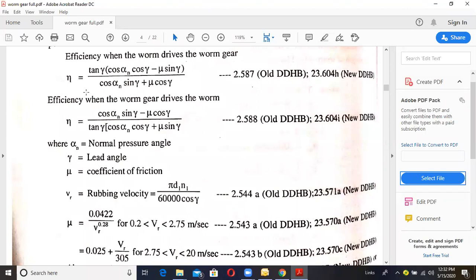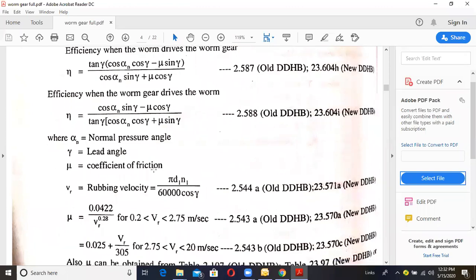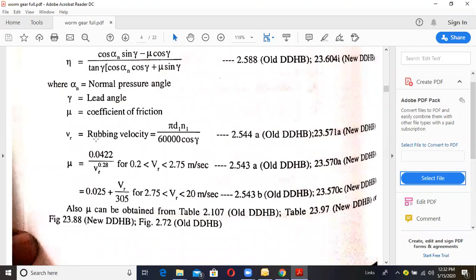So before calculating efficiency, we need the unknowns. Alpha n is the normal pressure angle, gamma is the lead angle. At the beginning you will calculate alpha and gamma. The unknown is mu, the coefficient of friction. Mu can be calculated based upon the rubbing velocity, VR, which is equal to pi d1 n1 divided by 60,000 into cos gamma.